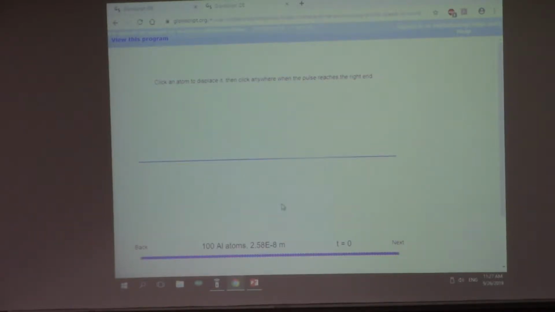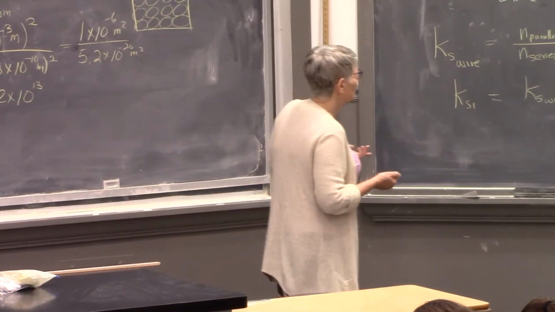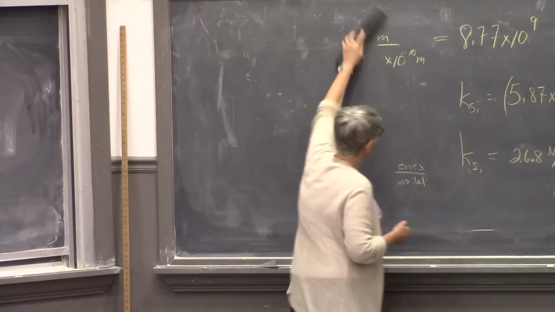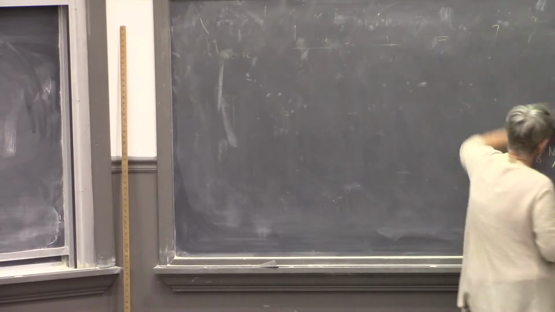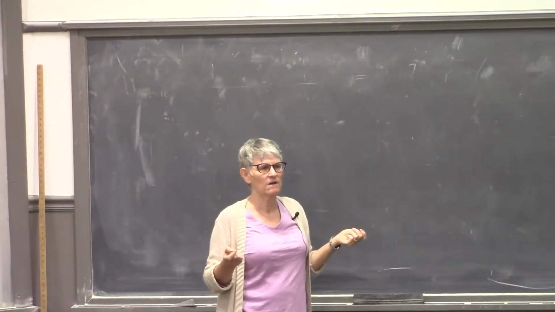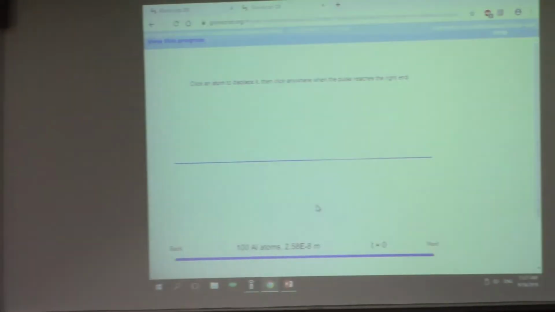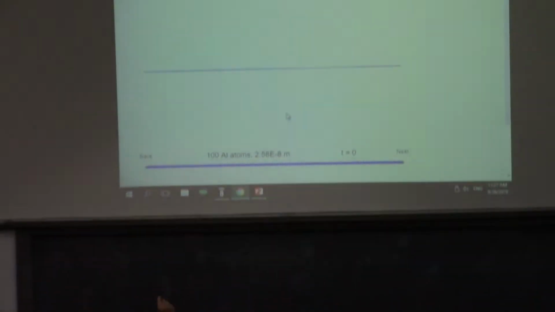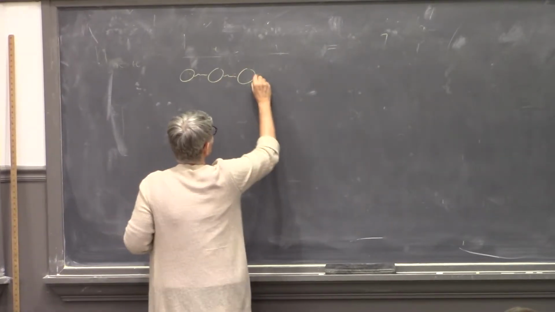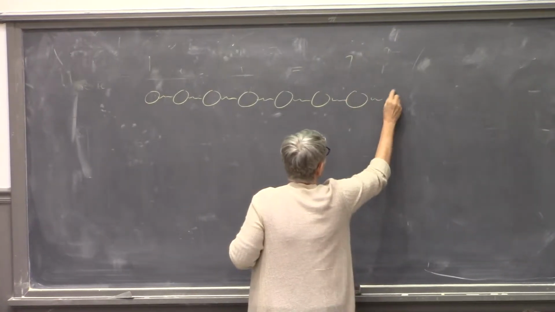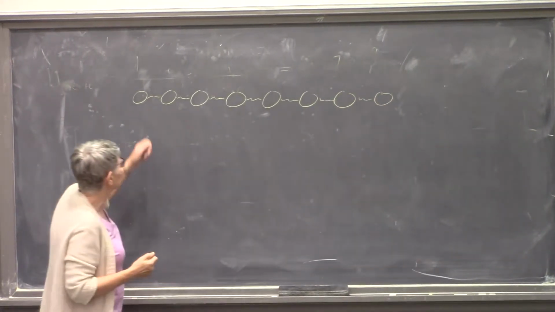Okay, so how fast does this propagate? Well, what we've done here is write a computational model where we make a chain of 100 atoms, in this case I think we're working with aluminum, so 100 aluminum atoms connected by springs. And we're just doing an iterative calculation.